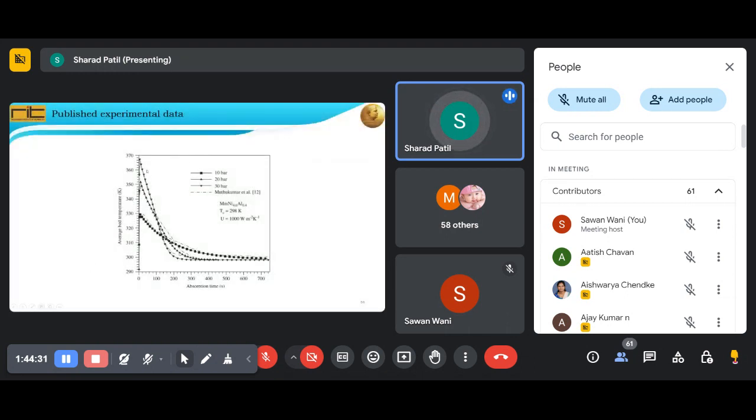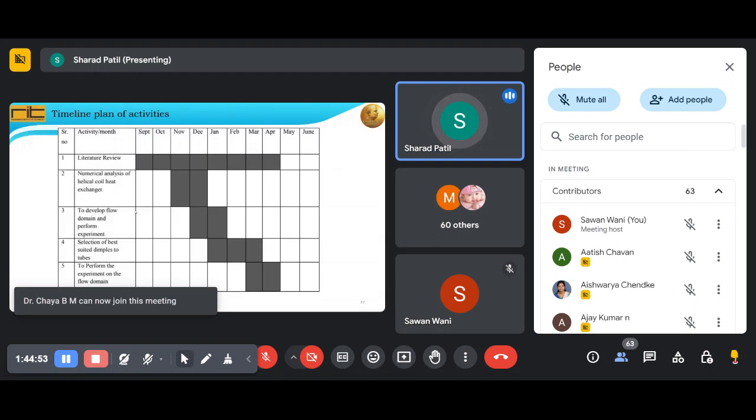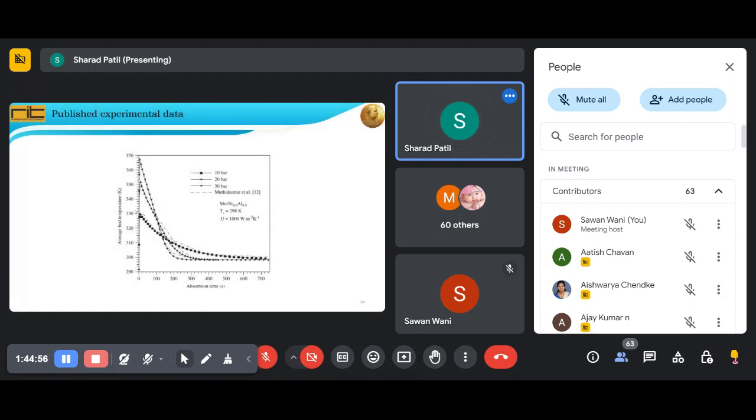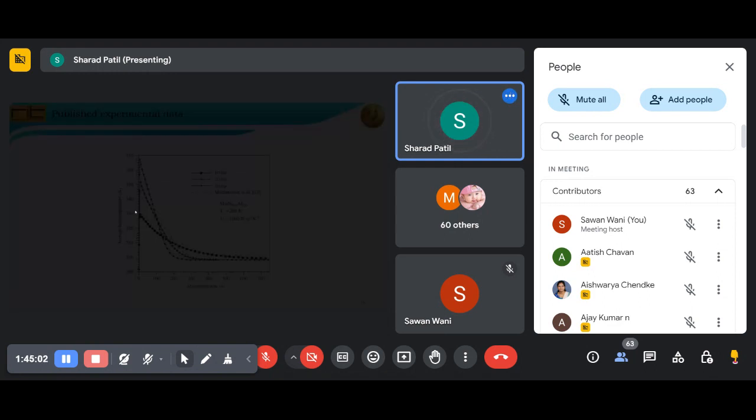Suppose this plot is there, and these are the different curves, 10 bar, 20 bar, 30 bar, and my work is also related to this work. I want to validate my numerical model with this experimental data. Then I can capture the x-axis, y-axis coordinate data by using the plot digitizer. It's very simple. If time permits, I may show you. So this is the data validation, and you can use the plot digitizer software tool to capture the data.